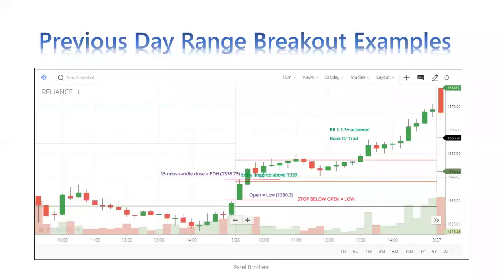Any stop hit chart? There are many. I'll be showing that as well in the live market. I also have the past graphs, so I'll be showing them in the Telegram group.